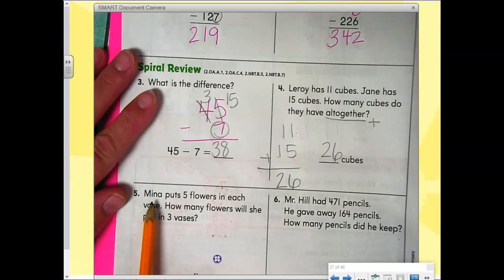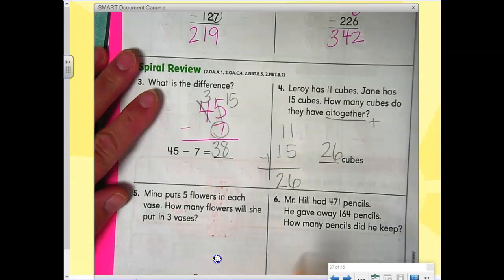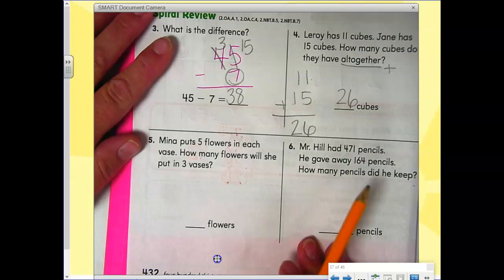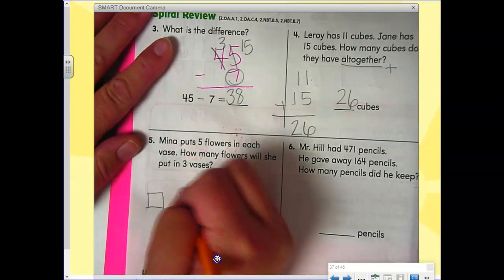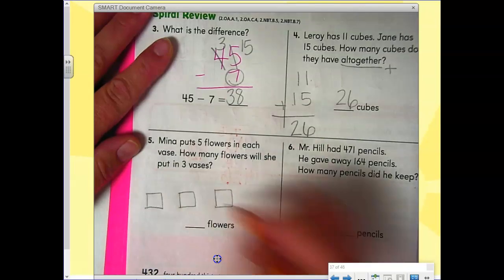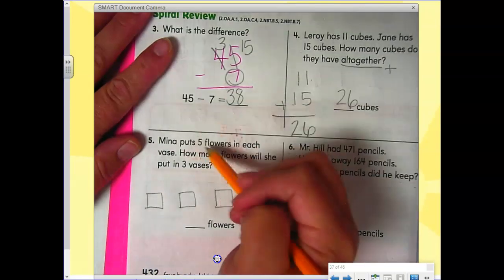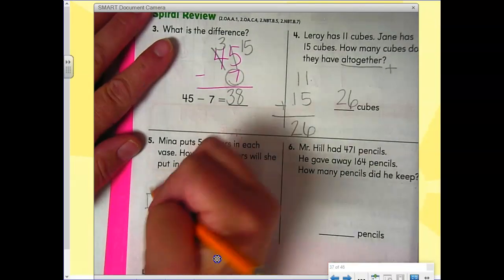Number 5. Mina puts 5 flowers in each vase. How many flowers will she put in 3 vases? All right, so we have 3 vases. She's going to put how many in each vase? 5.